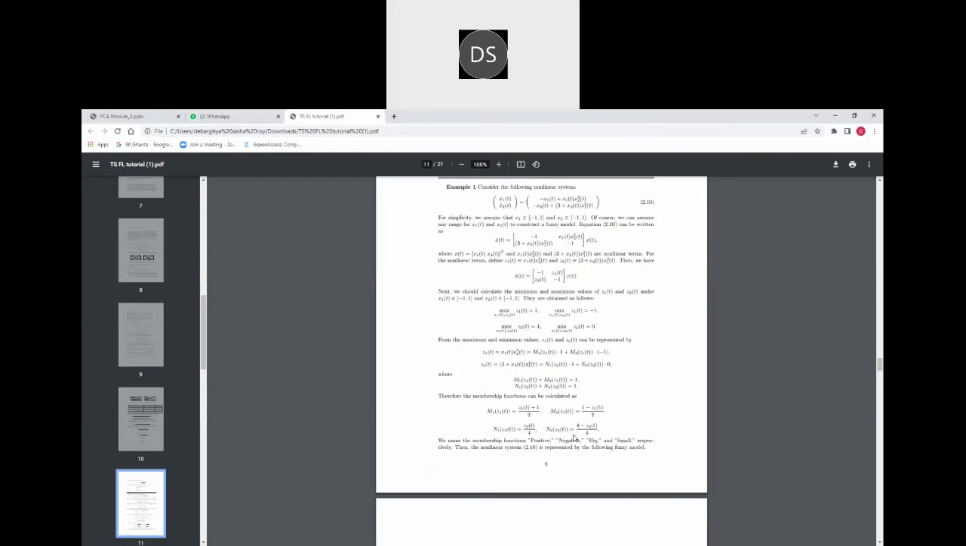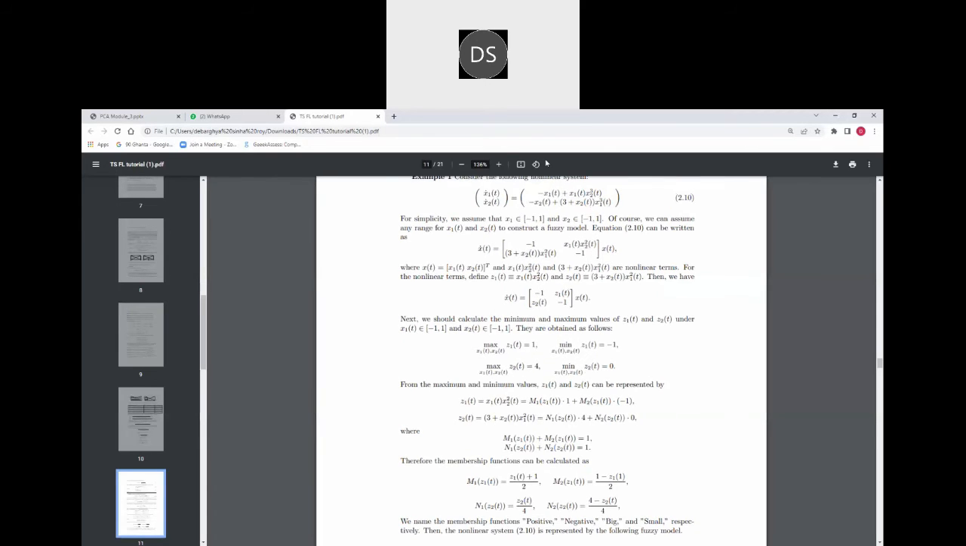Hello everyone. So I am going to discuss the following example which is given here. There are two states given here, x1 and x2. The state space is given as x1 dot is equal to x1(t) plus x1 into x1 into x2 cube. For simplicity, it's assumed here that the range for x1 and x2 is -1 to 1.